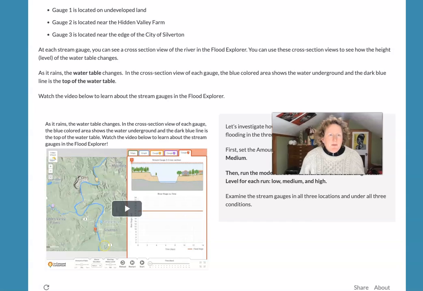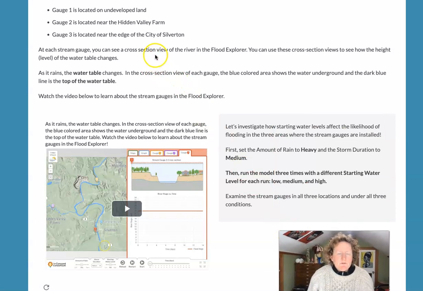At each stream gauge, you can see a cross-section of the river in the Flood Explorer. You can use the cross-section views to see how the height of the water table changes. As it rains, the water table changes. In the cross-section view of each gauge, the blue-colored area shows the water underground, and the dark blue line is the top of the water table. Watch the video below to learn about the stream gauges in Flood Explorer.